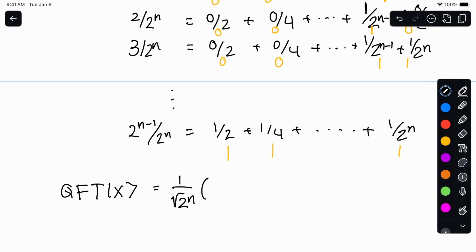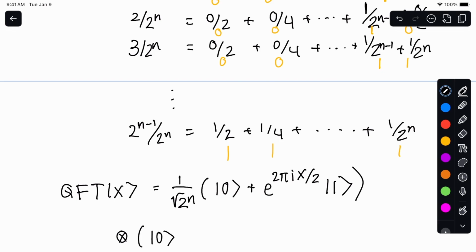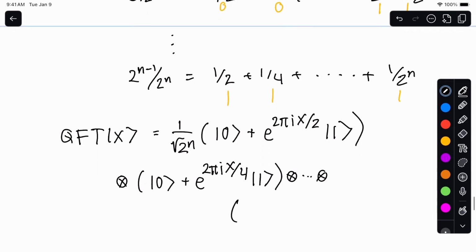So for the first qubit, if it's 0, there should be no phase. And if it's 1, we should end up getting the phase e to the 2 pi i x over 2. Then for the second qubit, if it's 0, we shouldn't add any phase. But if it's 1, we need to add the phase like 2 pi i x over 4. And we can keep doing this all the way to the last one.